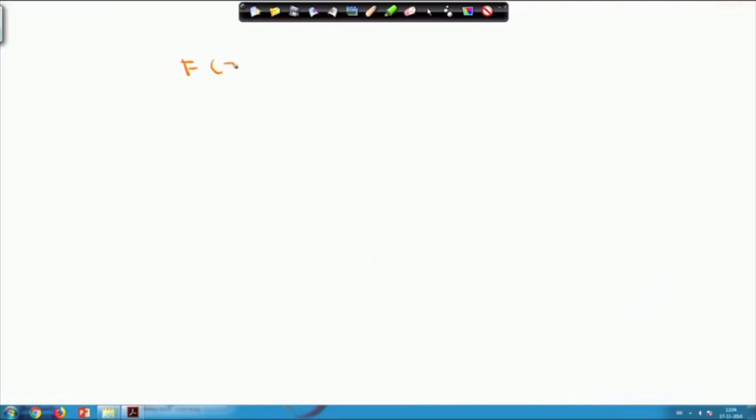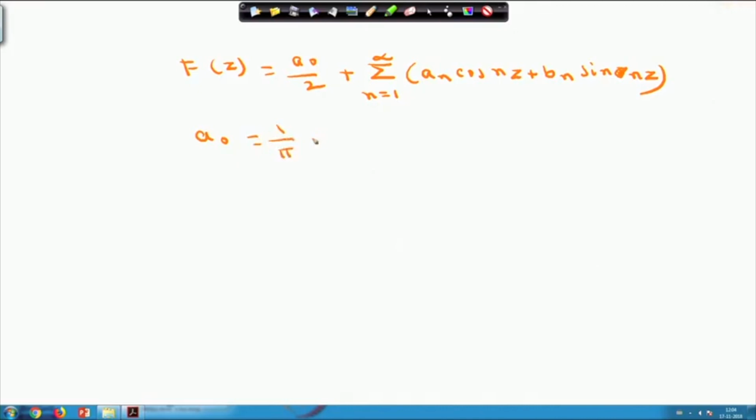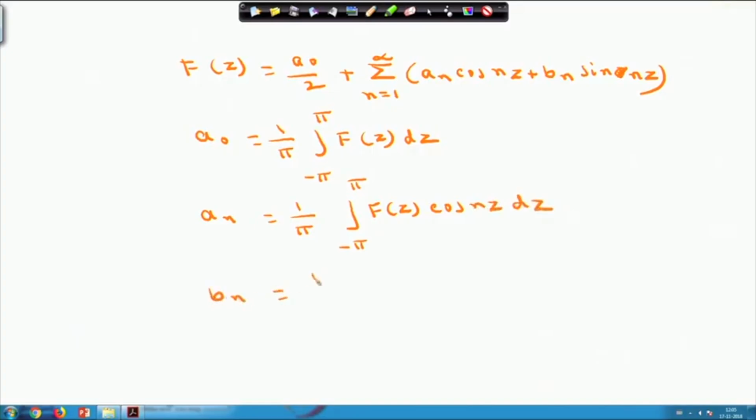So I can write capital F(z) equals a0 by 2 plus summation n equals 1 to infinity a_n cos nz plus b_n sin nz, where a0 equals 1 by pi, integral from minus pi to pi of F(z) dz; a_n equals 1 by pi, integral from minus pi to pi of F(z) into cos of nz dz, because I have to write cos of nz; and b_n equals 1 by pi, integral from minus pi to pi of F(z) into sine of nz dz.